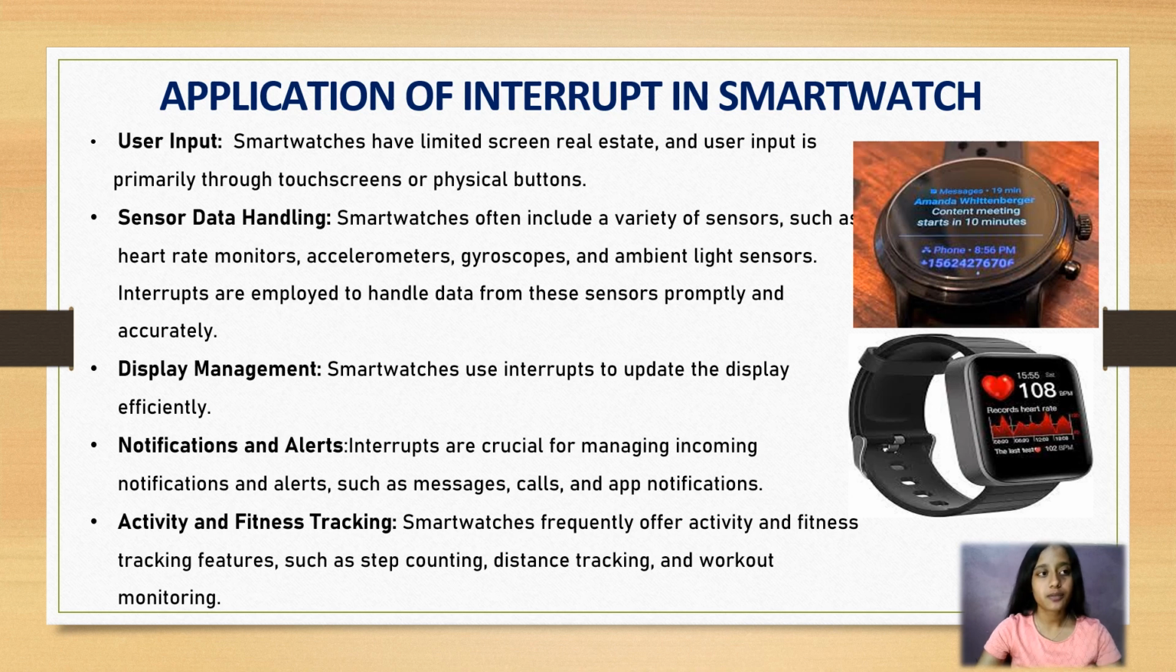Then activity and fitness. The smartwatch records the distance covered or steps taken each day, monitors the heart rate and the oxygen level, and also does sleep tracking, monitoring the hours of sleep. All this is done in the smartwatch. By looking at these, we can tell that interrupts are very essential and make a smartwatch work efficiently.